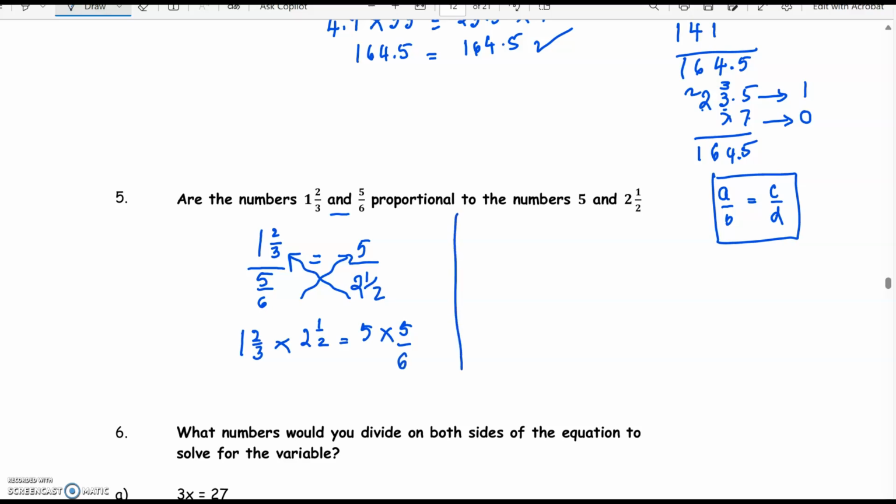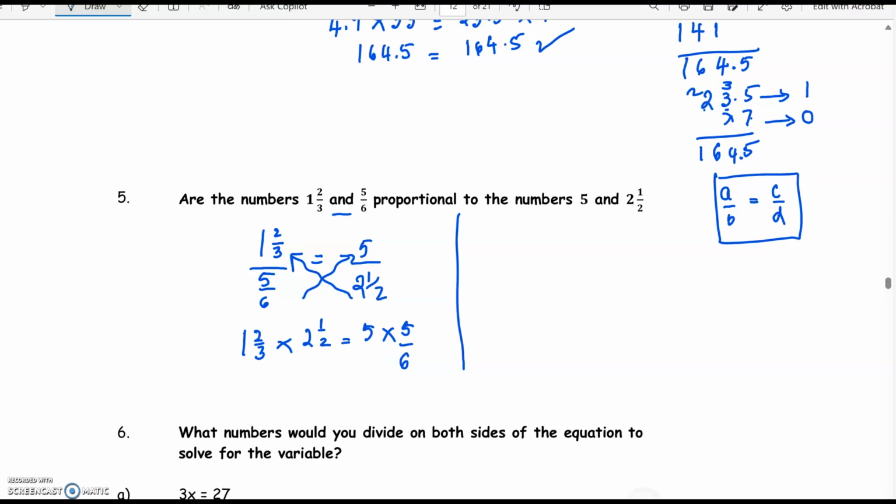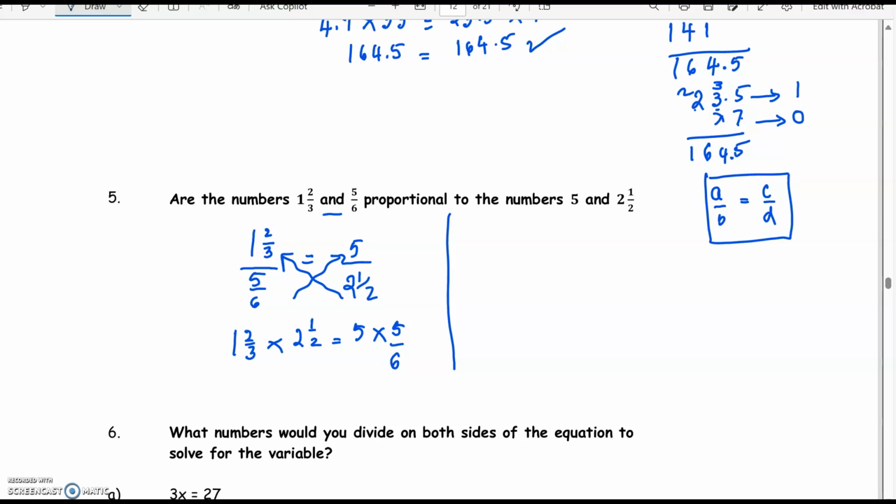Remember that when we multiply or divide mixed numbers, we have to first change the mixed numbers to improper fractions. So 3 times 1 is 3, plus 2 is 5/3, times 2 times 2 is 4 plus 1, 5/2, is equal to 5 times 5/6. So 5 times 5, nothing cancels.